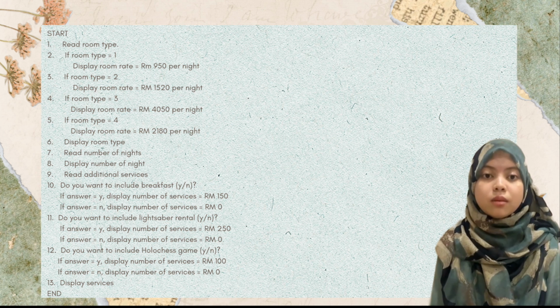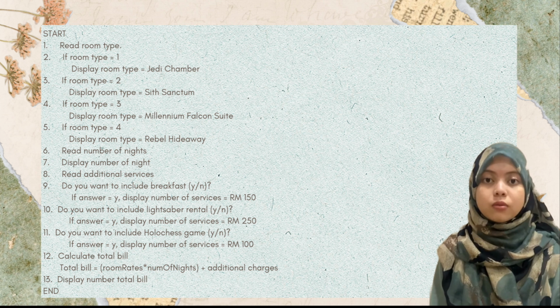Pseudocode for calculating total bill. Start. Read room type. If room type equals 1, display room type Jedi Chamber. If room type equals 2, display room type Sith Sanctum. If room type equals 3, display room type Millennium Falcon Suite. If room type equals 4, display room type Rebel Hideaway. Read number of nights, display number of nights, read additional services.